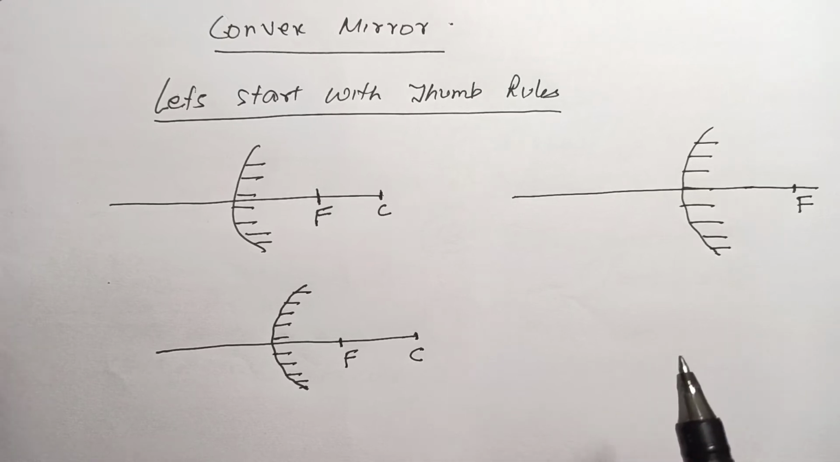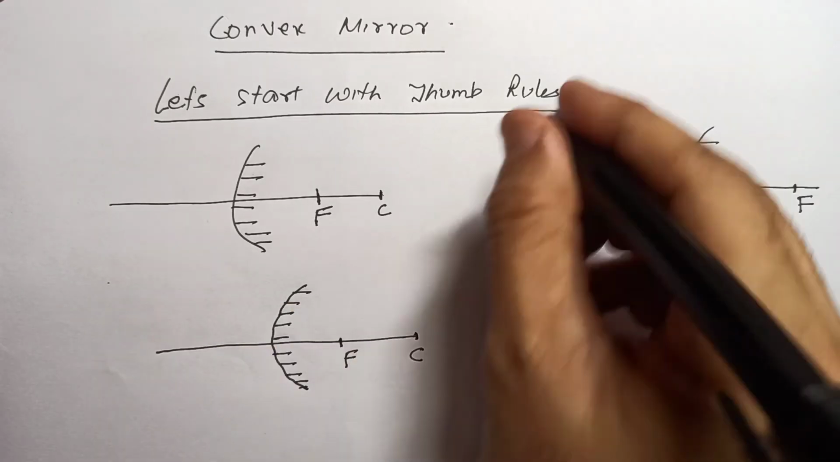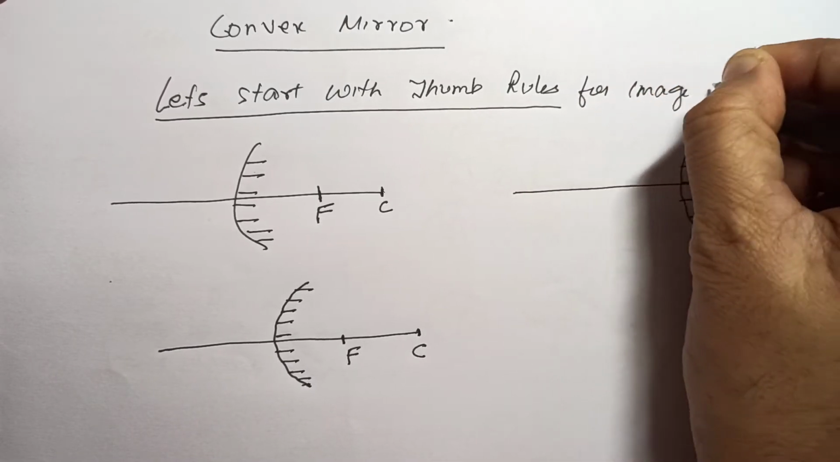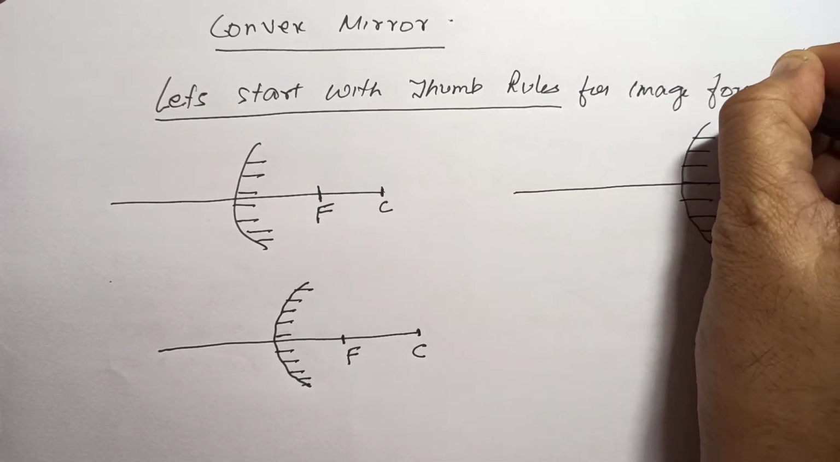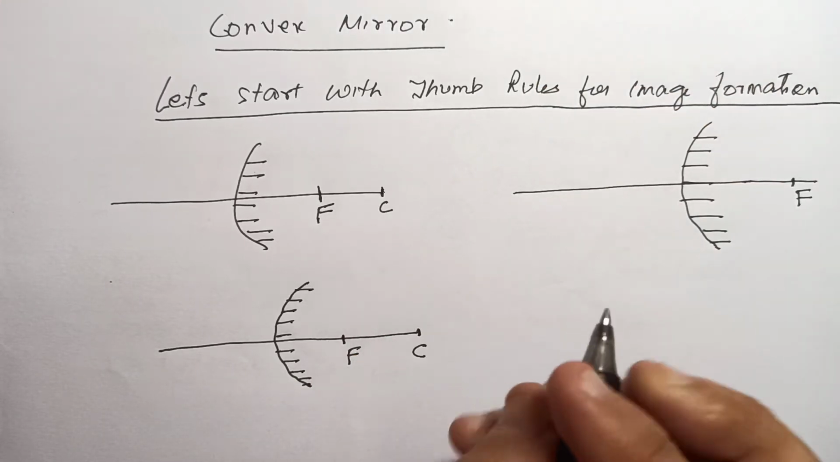So students, let's talk about convex mirror now. And let's first check the thumb rules for image formation. Primarily there are three rules which we will follow.